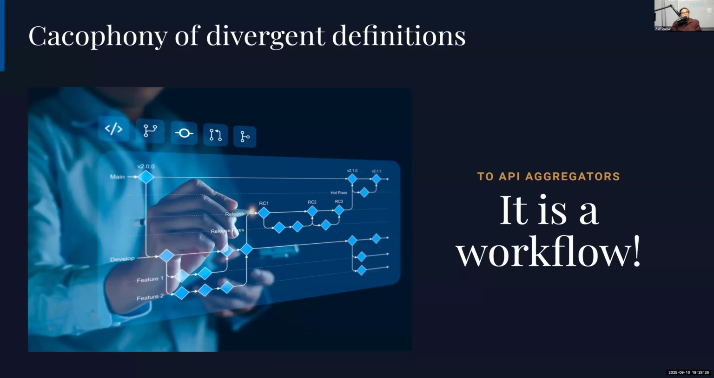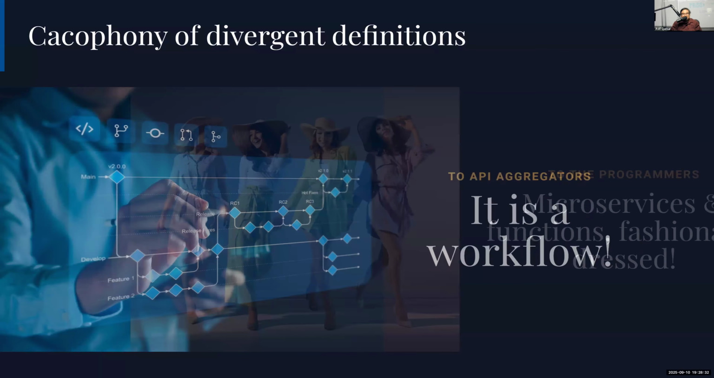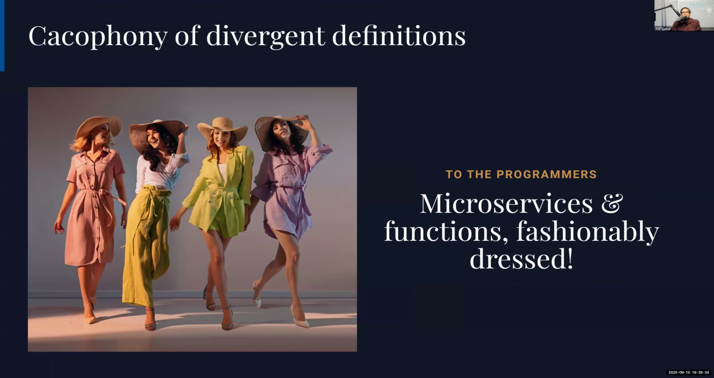What are the key ideas? If you ask people, what's the definition of agents? Everybody has a different definition. To the API aggregators, it's workflows. Programmers always have a suspicious feeling that, hey, you know what? It's microservices and functions, fashionably dressed, isn't it? It's all hype. And actually, are they right or wrong?